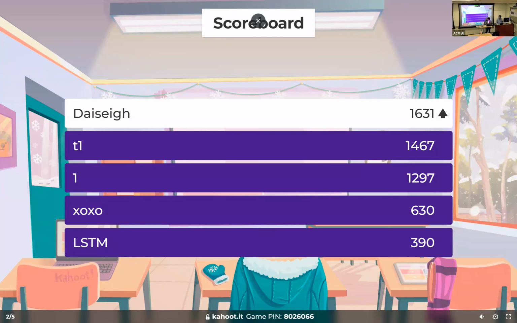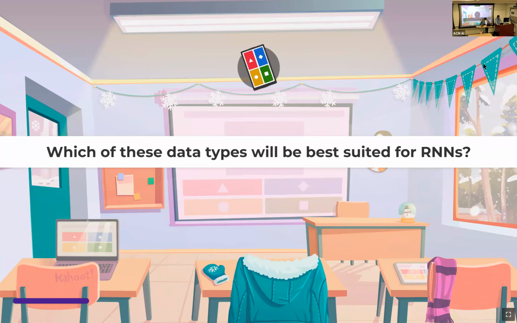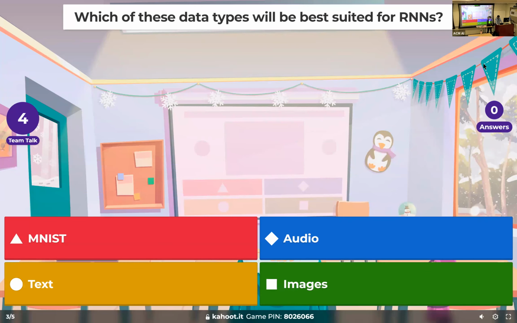Sage in the lead. All right. Third question, it's a multi-select this time. Which of these data types will be best suited for RNNs? We get to remember what MNIST is.